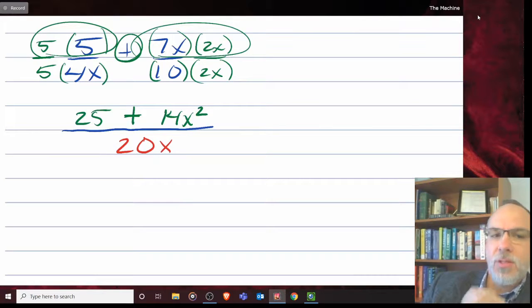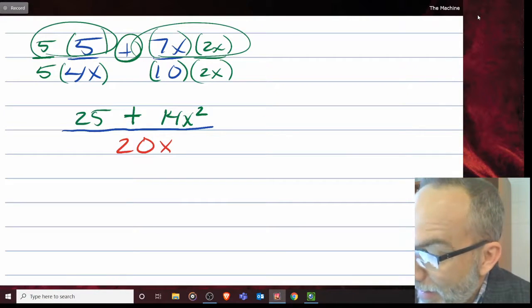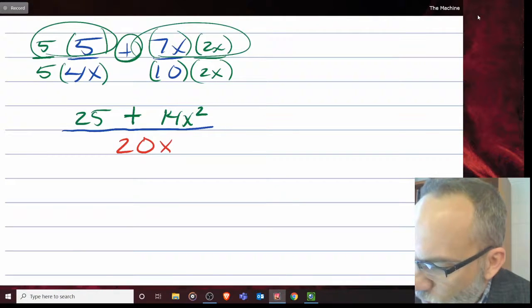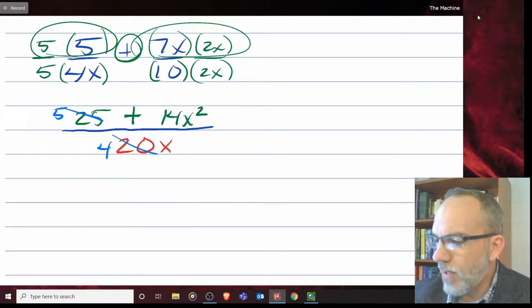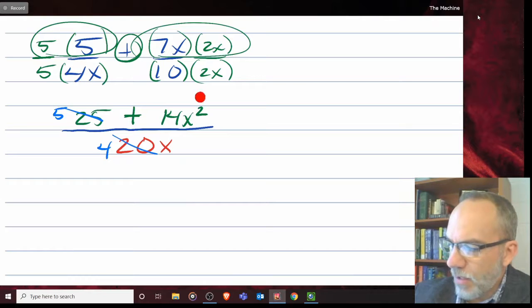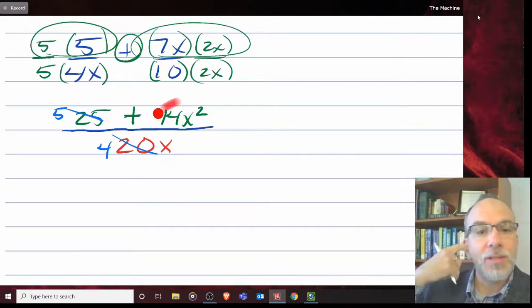No, they're not like terms. Can I reduce anything at all? Don't be tricked. I can't, but somebody might want to try. Somebody might want to say, oh, the 25 and the 20, those can be reduced, and that would give me a 4 right there, and that would give me a 5 right there. But you can't do that because you have to divide everything by 20, and 14x isn't divisible by 5, right?